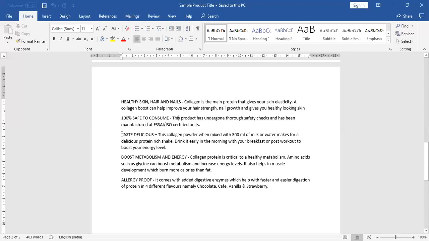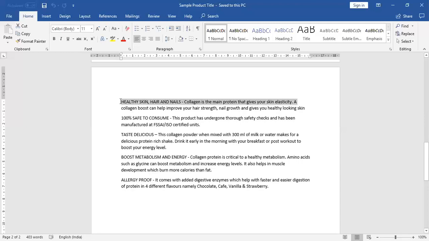Next, so many people talked about the taste. They said it does not taste good, so we make it a point here. Tastes delicious, and this collagen powder, when mixed with 300 ml of water or milk, makes a delicious protein milkshake. Drink it in the morning for your breakfast or post workout to boost your energy level. We have also touched on energy levels, and here we have talked about metabolism and energy. And in the last bullet point, we have talked about allergy proof.